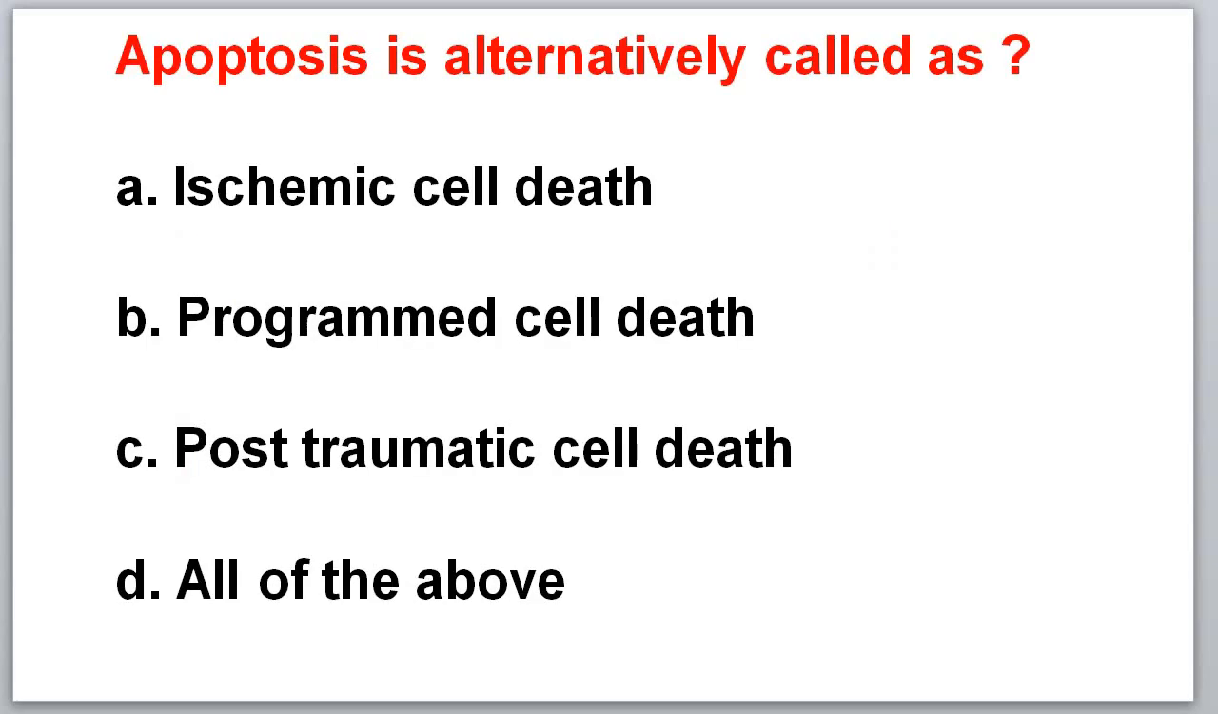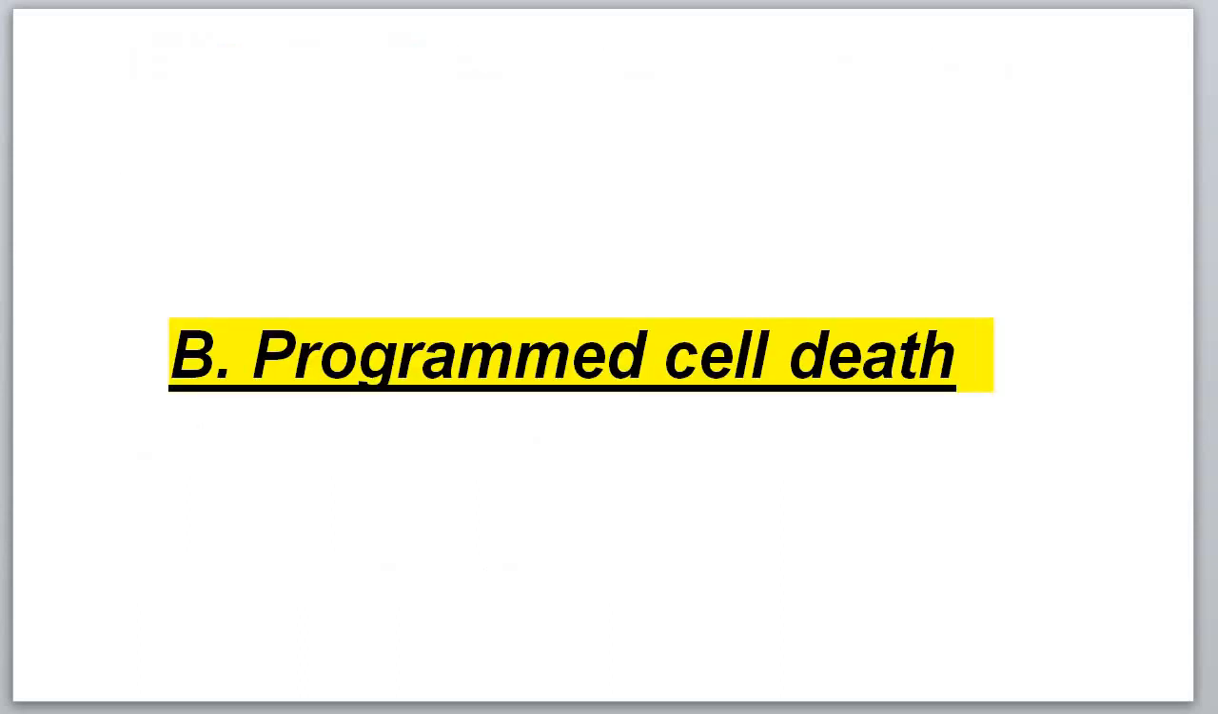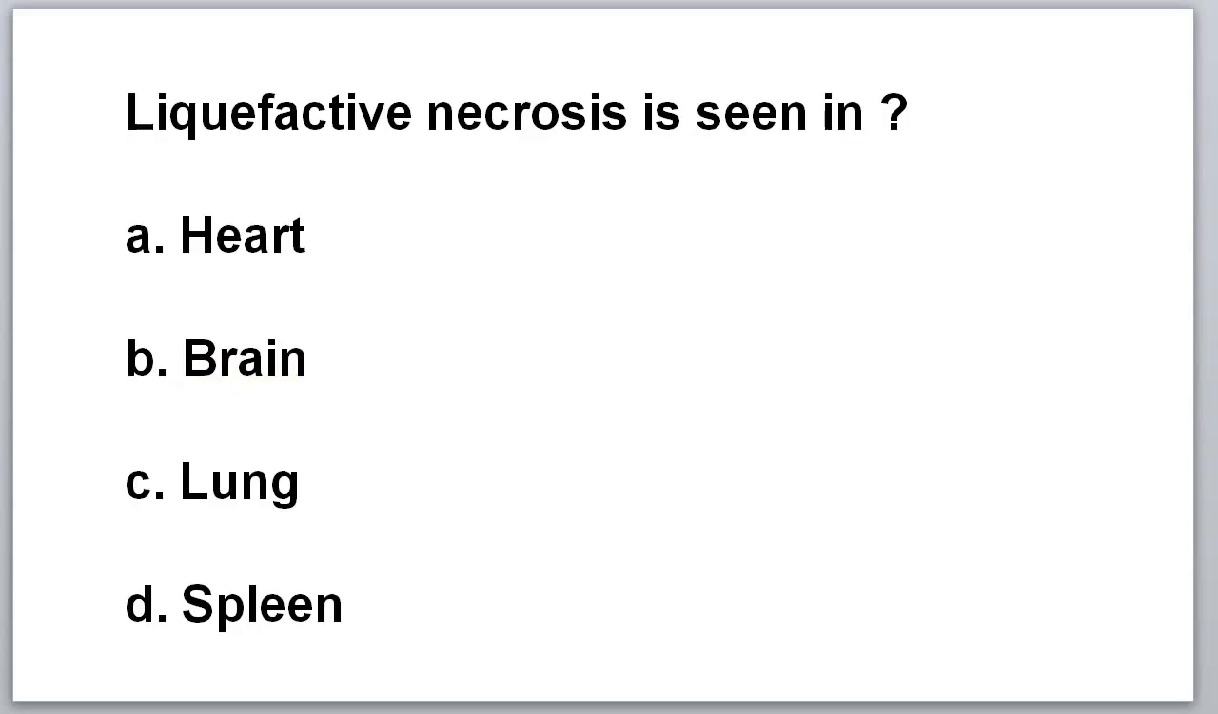Apoptosis is alternatively called as: option A, ischemic cell death. Option B, programmed cell death. Option C, post-traumatic cell death. Option D, all of the above. Option B, programmed cell death, is the correct option.